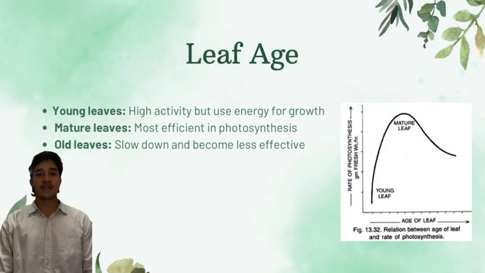For the last factor, leaf age. The age of a leaf affects how well it can do photosynthesis. Young leaves are still growing, so they use most of the energy they make. Mature leaves are fully developed and focus on making food for the plant. This is when they are most efficient. As leaves get older, they lose chlorophyll and become less effective at photosynthesis.